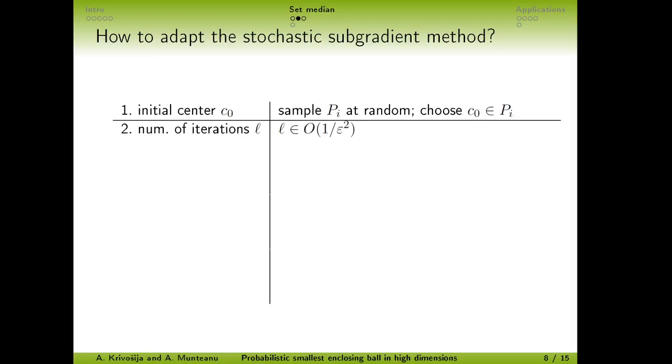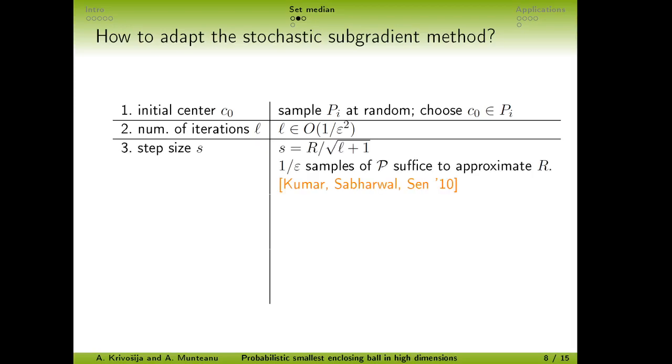Second, for the number of iterations, it suffices to run O of 1 over epsilon squared iterations. Third, to pick a good step size, we need an estimator for the average cost R. We adapt to our setting the work of Kumar, Sabharwal and Sen and get that 1 over epsilon samples of P suffice to approximate R.